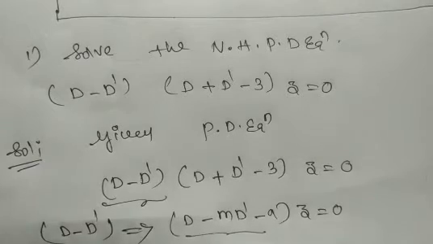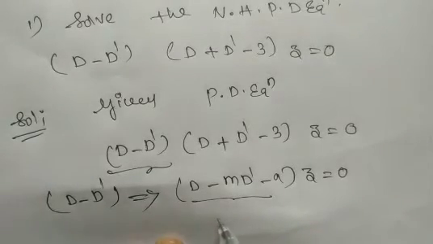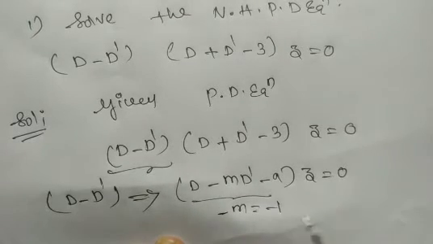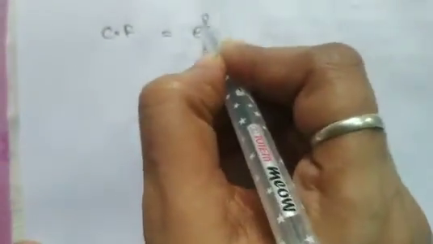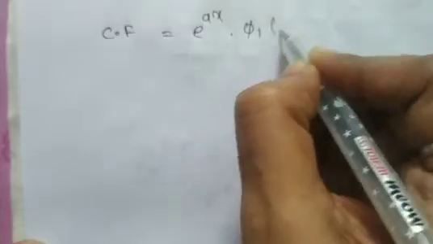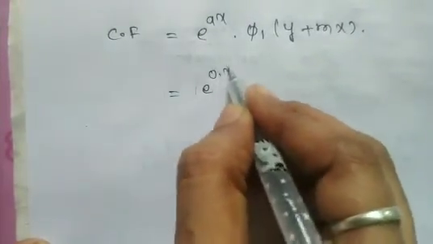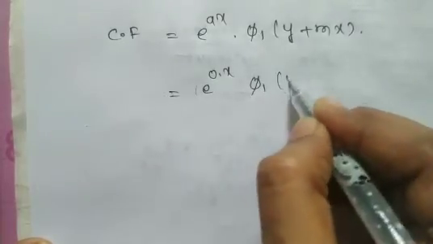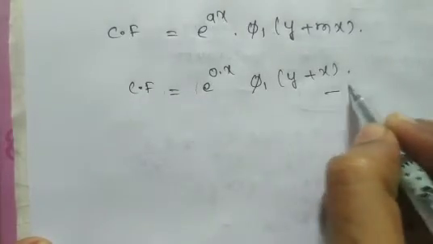What is the m value here? Here -m = -1, so m = 1 and a = 0. Therefore the complementary function is e^(ax) φ1(y + mx). Substituting a = 0, we get e^(0x) φ1(y + x). This is the complementary function of the first bracket.